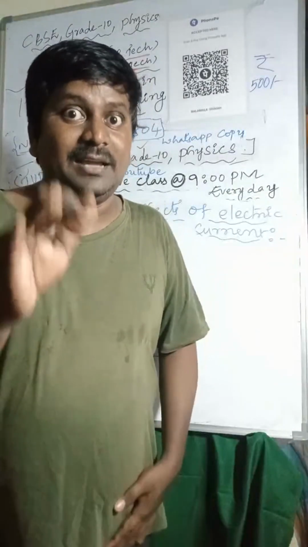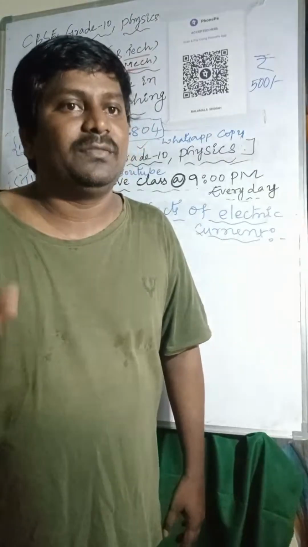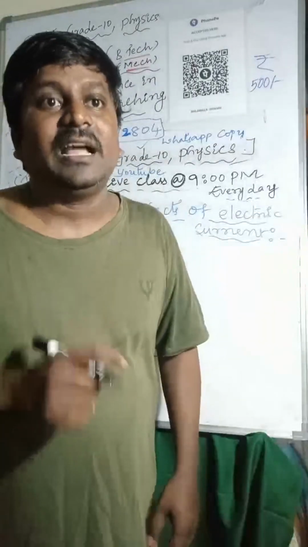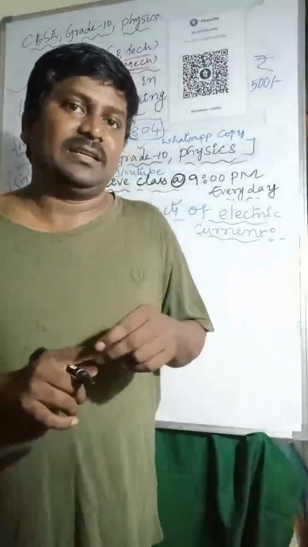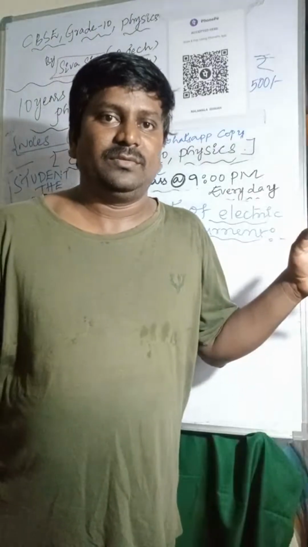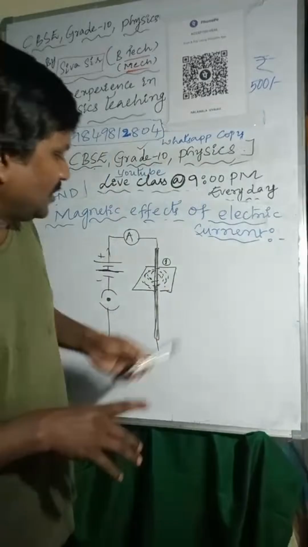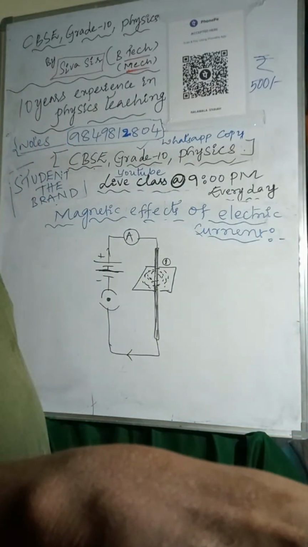At that time, Hans Christian Oersted gave the relation: there is a relation between current and magnetism. Very good. So we understood now, right? This is a current carrying conductor.